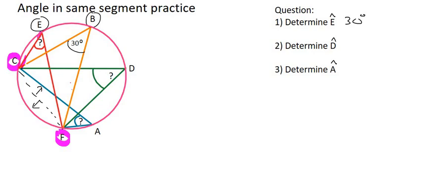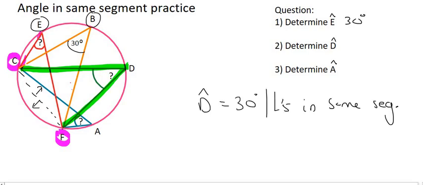So let's try to get to D. C does connect to D and F also connects to D. So C and F also form D. And because of that, D will also be equal to 30 degrees, once again because of angles in the same segment. Notice that C and F came together at E, they also came together at B, and now they're coming together at D.